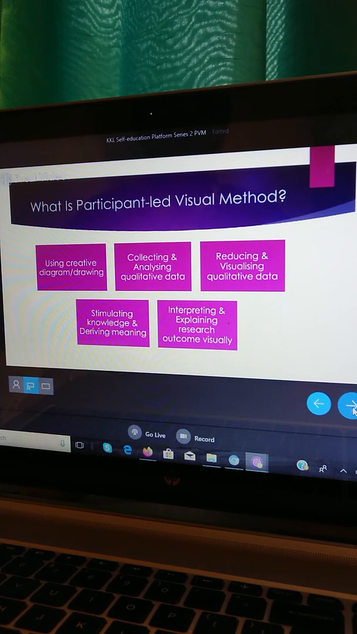Then it also helps to derive meaning, which is the essence of utilizing qualitative research, because you want to derive meaning. So use it to complement other forms of qualitative methods that you will be using in your research to help you derive in-depth meaning. And last but not least, it helps you to interpret and explain vividly your research outcome in a visual method.